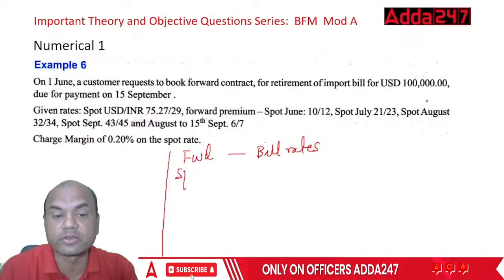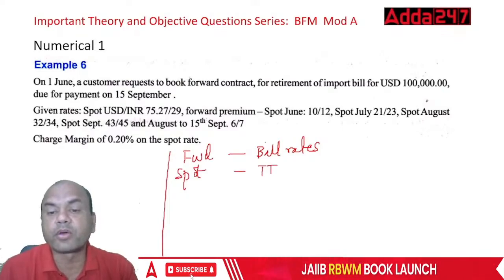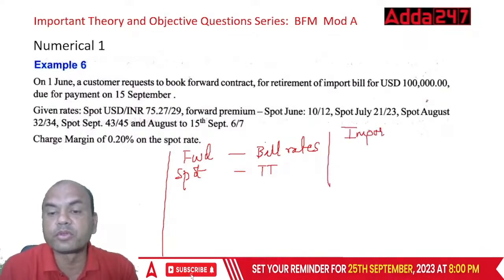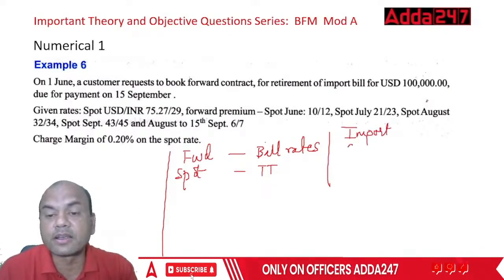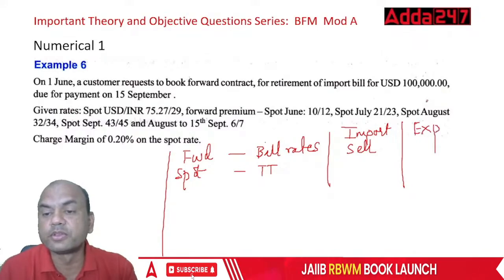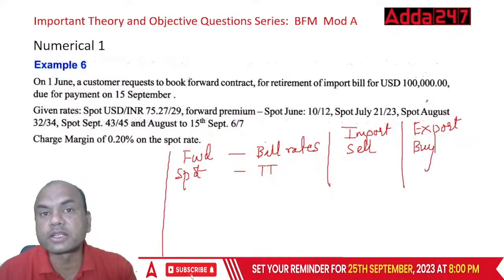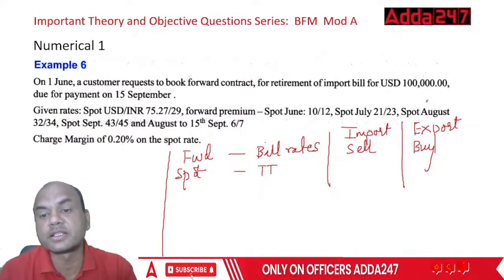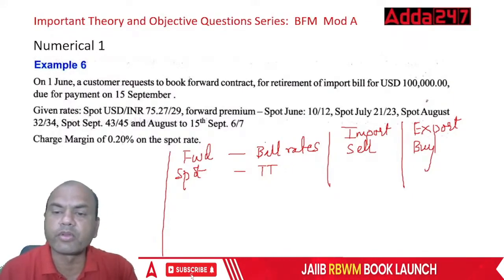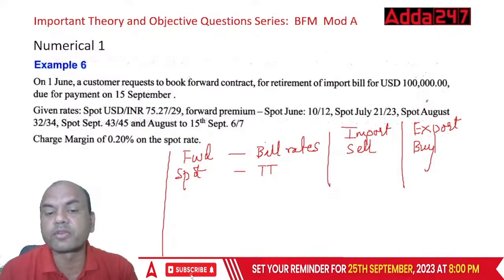Here, I'll give you the classification over here. Spot transaction, you'll have to use the TT rates. Now, if I'm talking of import transaction, then I'll have to use which rate? I'll have to use sell rate. If I'm talking of export transaction, I'll have to use buy rate. Always remember, only in case of crystallization, it's reverse because crystallization is actually the reverse case. But don't worry about crystallization in this case study now. So import we are talking of sell, export we are talking of buy, forward we are talking of bill rates, spot we are talking of TT.